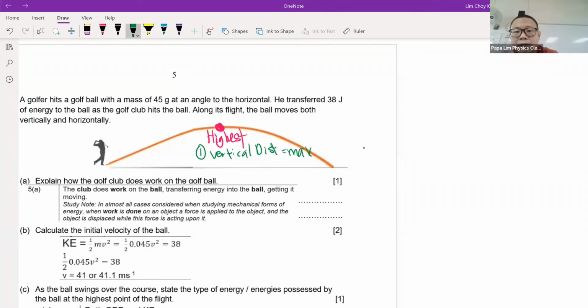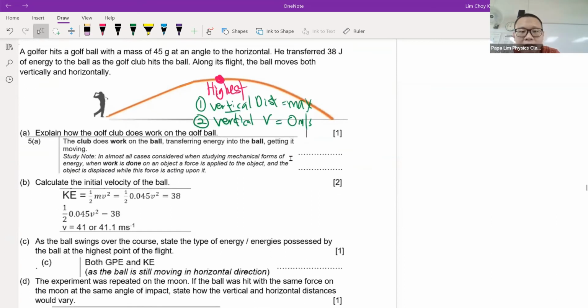But you'll be surprised that sometimes, at the highest location, the vertical component, the vertical velocity, actually is the smallest. It's actually 0 meter per second. So there will be a minimum speed happening at the top, before it starts off.